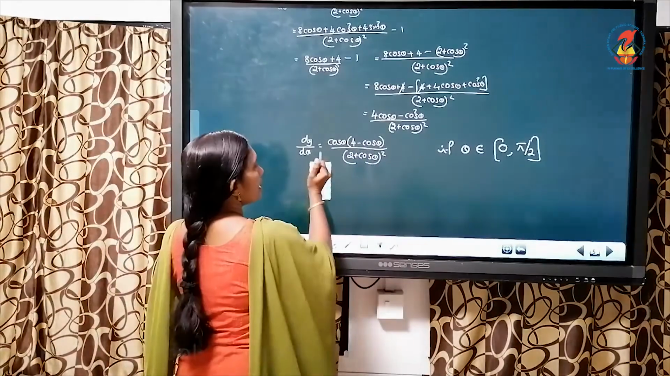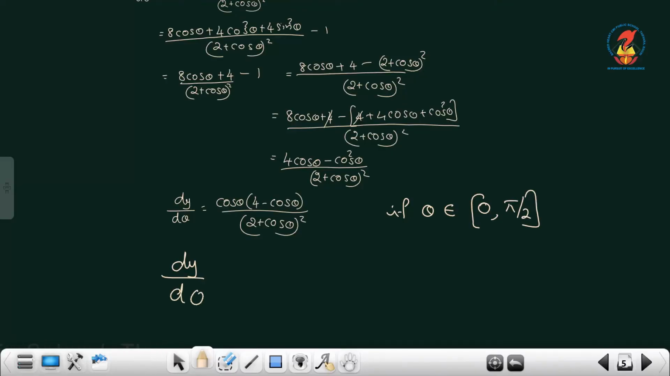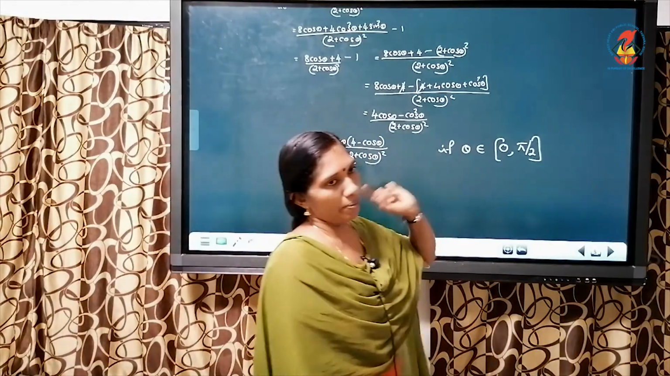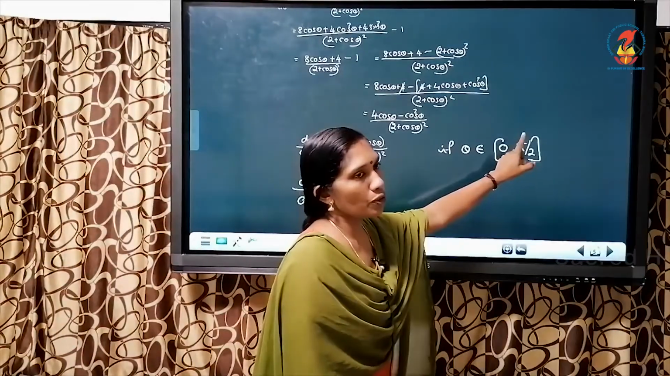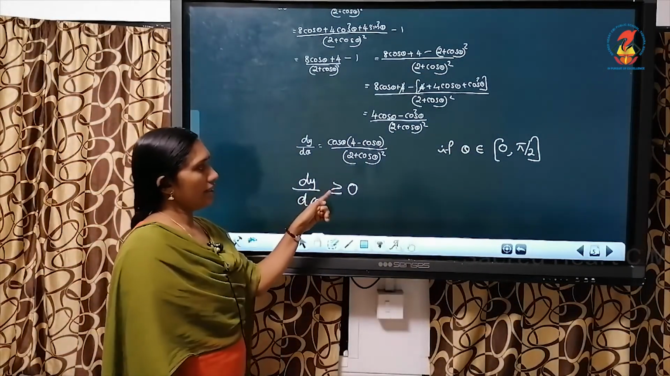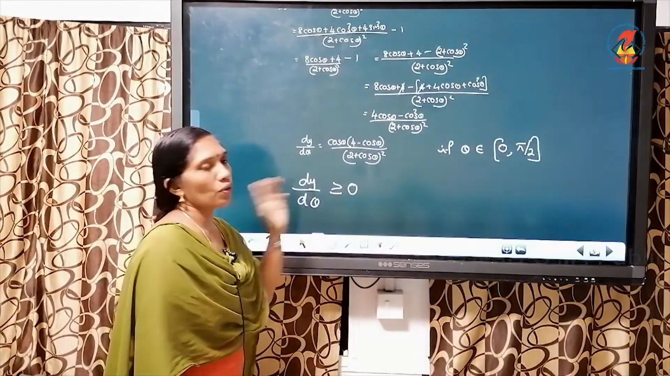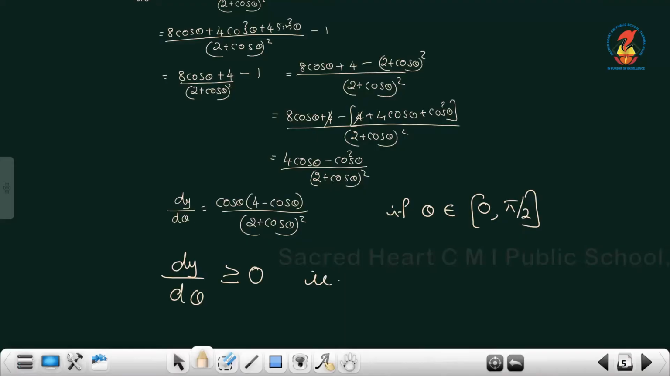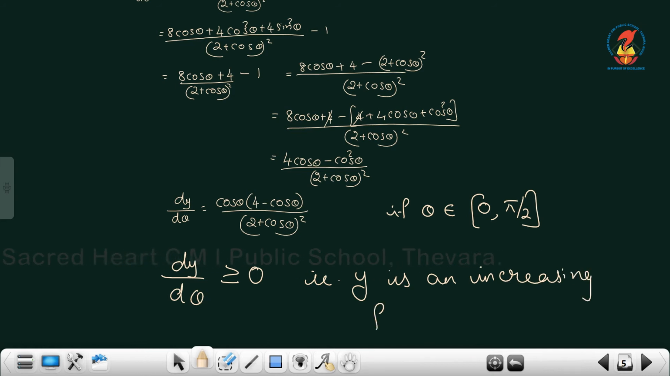So we can write this dy by d theta is positive as well as 0. When is this value 0? When theta is equal to pi by 2. So if theta belongs to 0 to pi by 2, this dy by d theta is always greater than or equal to 0. That means y is an increasing function, isn't it? Y is an increasing function, that is the definition of an increasing function of theta. So, we proved.